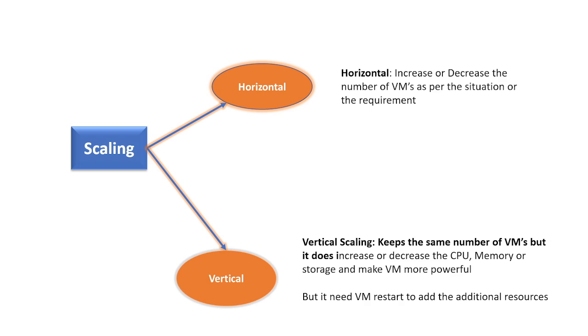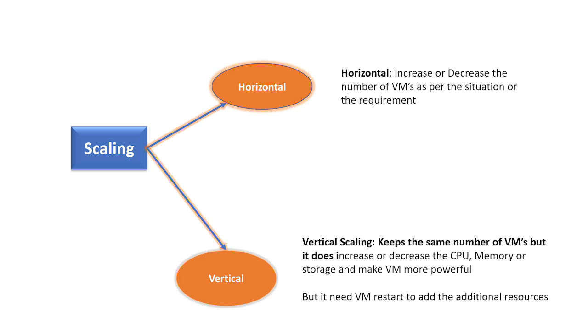Horizontal means in parallel the number of virtual machines increases depending upon the condition. But in case of vertical, the virtual machine numbers remain the same, but the configuration of the computers will be increased or decreased according to the requirement. And the computer will get restarted when you go with vertical scaling, when you are adding or removing resources, from 2 to 4 CPU or from 4 GB to 8 GB memory. When you are increasing, that time also the computer will get restarted.